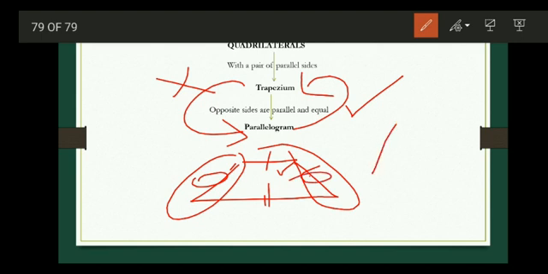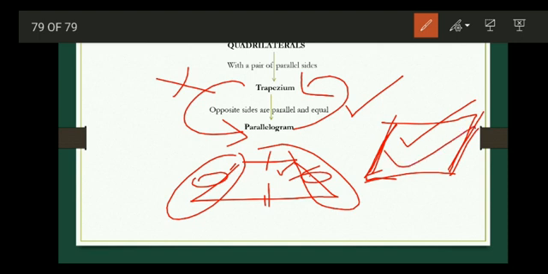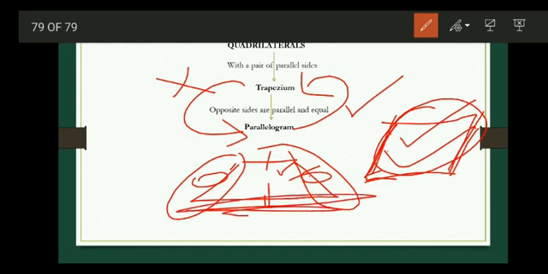Suppose you consider a trapezium like this. This is a trapezium because here we can find a pair of parallel sides. This side is parallel to this side. So this is a trapezium as well as a parallelogram. If you consider a trapezium like this, that will be a parallelogram. But all trapeziums are not parallelograms.